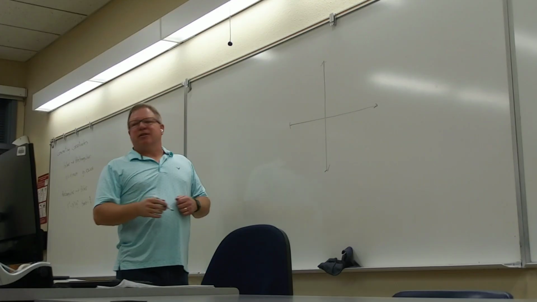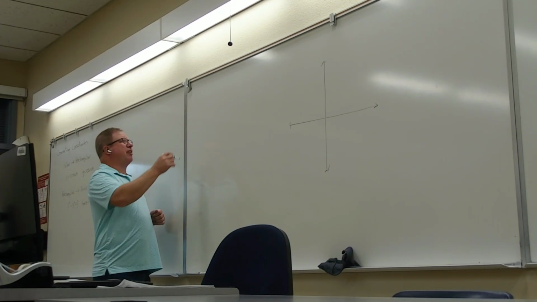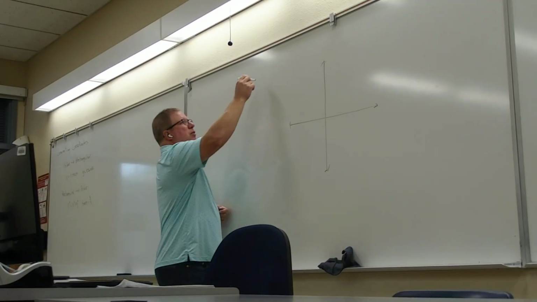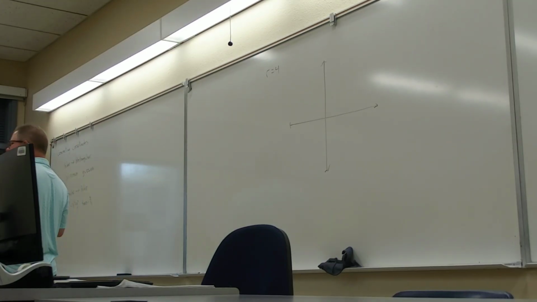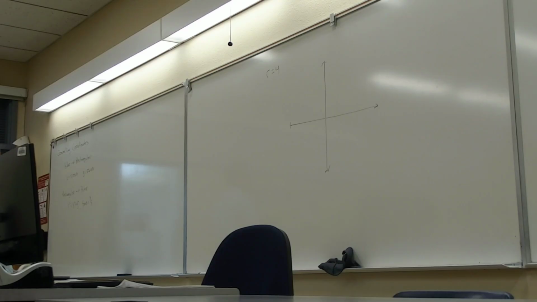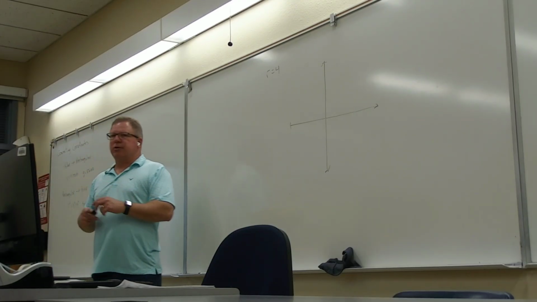So the simplest graph that we can possibly do here is something like r equals 4. That's a graph. We can graph that. What is that? Is there anything specified for theta? No. So theta is arbitrary. It can be anything, right? But the radius, the distance from the origin, has to be 4.